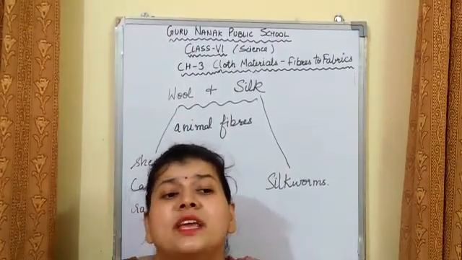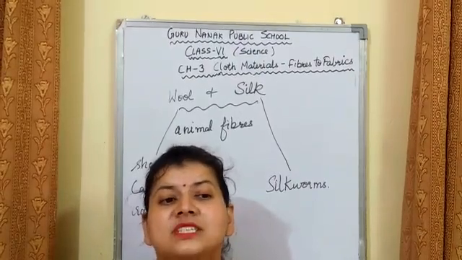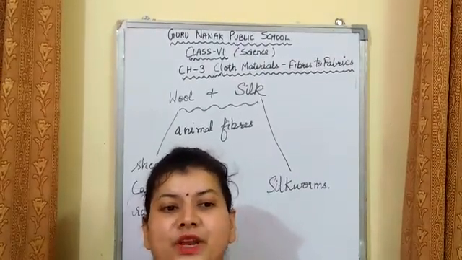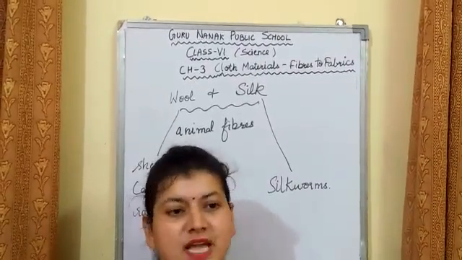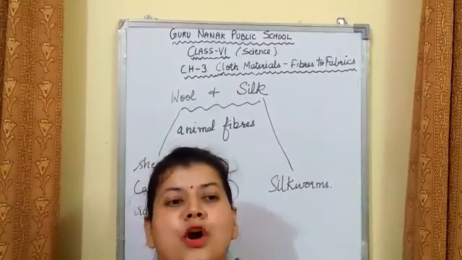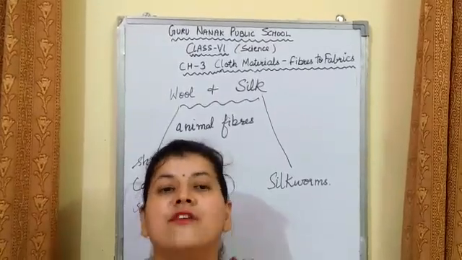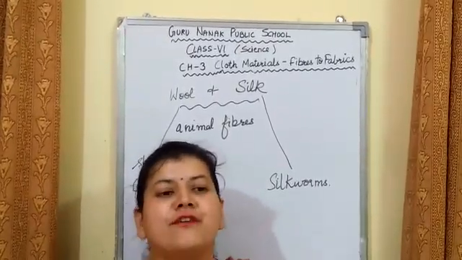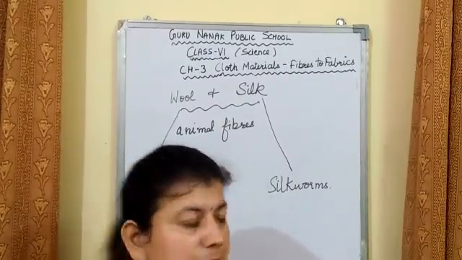Why is it used for making such woolen material? Because it traps the air between its fibers and does not allow the heat from our body to escape. We therefore feel warm when we wear woolen clothes.